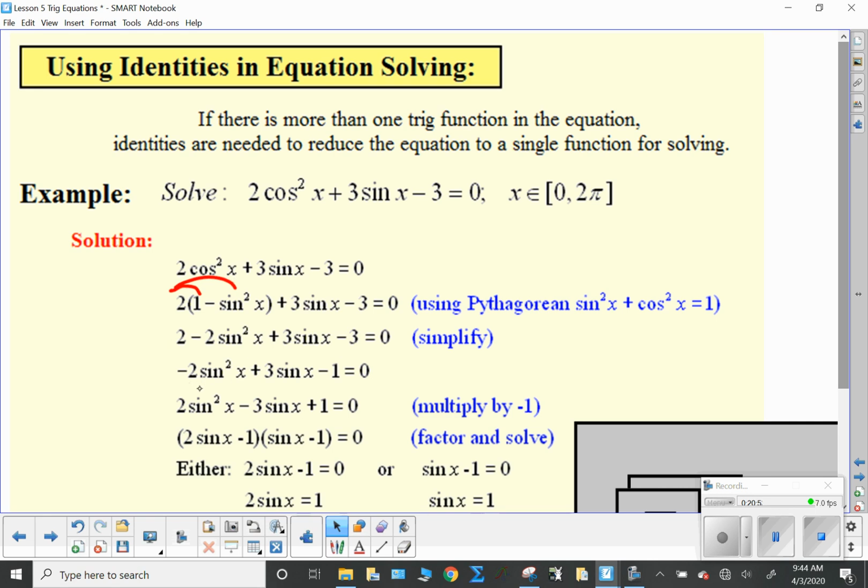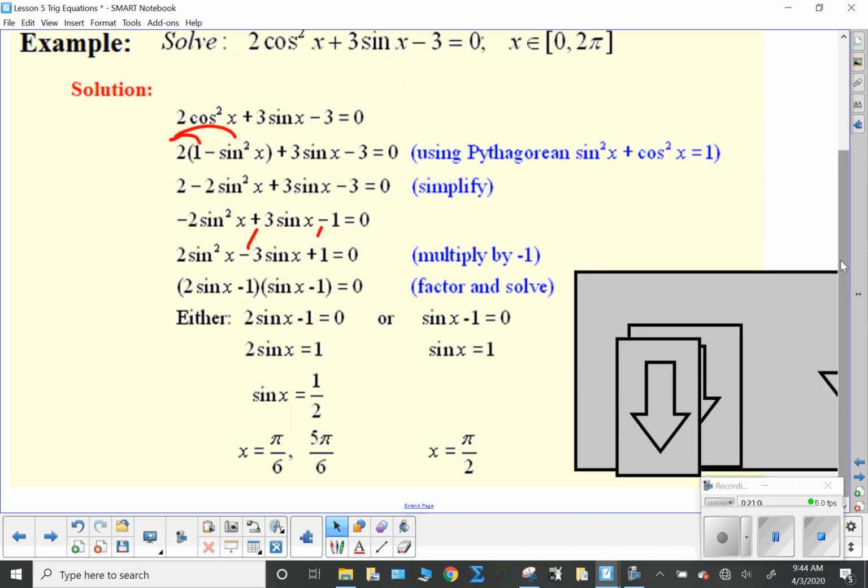Now, anytime you've got the squared function with a negative, divide everything through by a negative, which means, notice, every sign changes. Now I factor, and I solve, just like I solved the previous one. Okay? This one's still sine pi over 6, 5 pi over 6, and then 1 pi over 2.